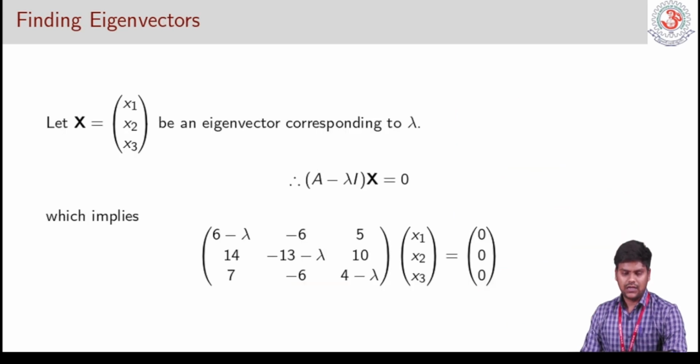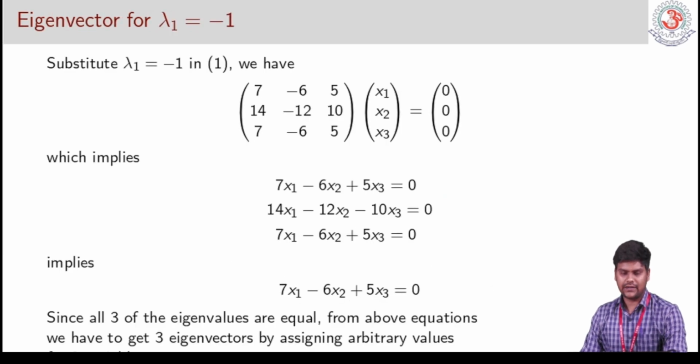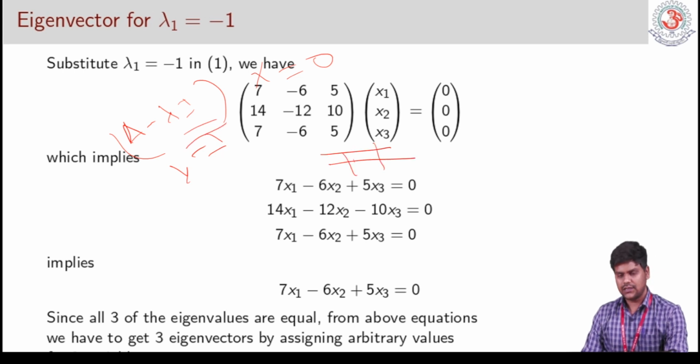So consider let x be any eigenvector corresponding to lambda. By definition, A minus lambda I into x equal to 0. So put the matrix A minus lambda into I, we will get this matrix. So to find the eigenvector, first substitute lambda equal to minus 1 into A minus lambda I into x equal to 0. After substituting lambda equal to minus 1 into that matrix, we will get this matrix. After that, multiply the first row with this column matrix, second row with this column matrix, and third row with this column matrix. By multiplying, we'll get these three equations.